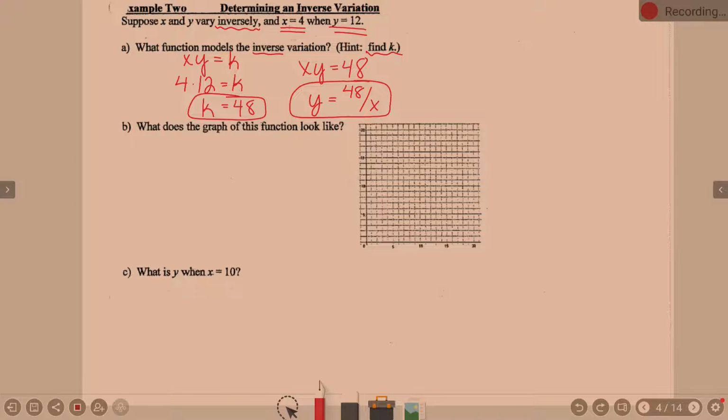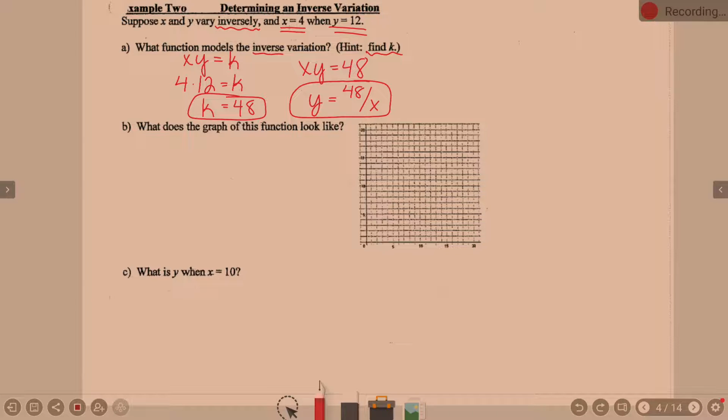Okay, B. What does the graph of this function look like? Is this one we know off the tops of our heads? Do we know what y equals 48 divided by x looks like? I don't really expect you to know what that looks like. If we don't know what a graph looks like, what do I suggest? XY chart, right? Okay, so we're going to think XY chart.